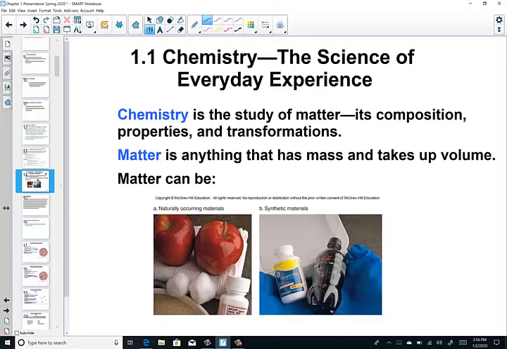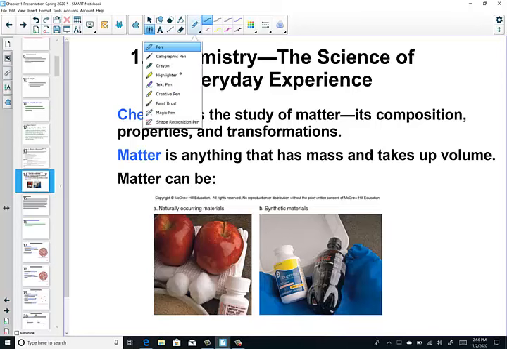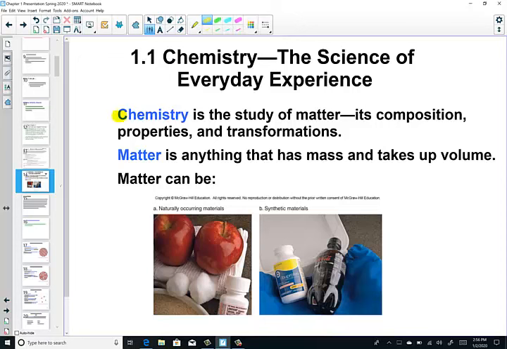So chapter 1, the science of everyday experience, known as chemistry. The very first term you're to fill in is the term chemistry. We understand chemistry in itself is the study of matter and its composition, such as properties and transformations. So when I have a chemical change, one sample of matter changes chemically into another form of matter. Chemistry is the study of matter, so we better understand the term matter. It's anything that has mass and takes up volume.